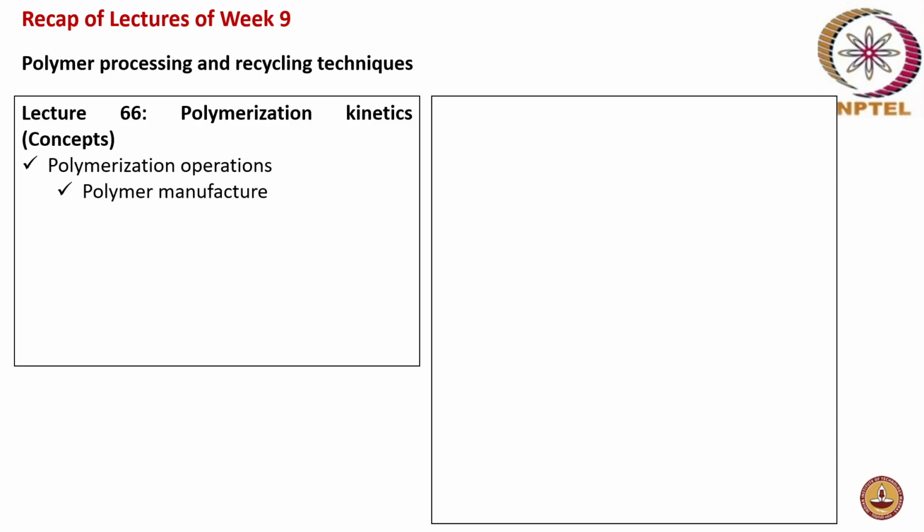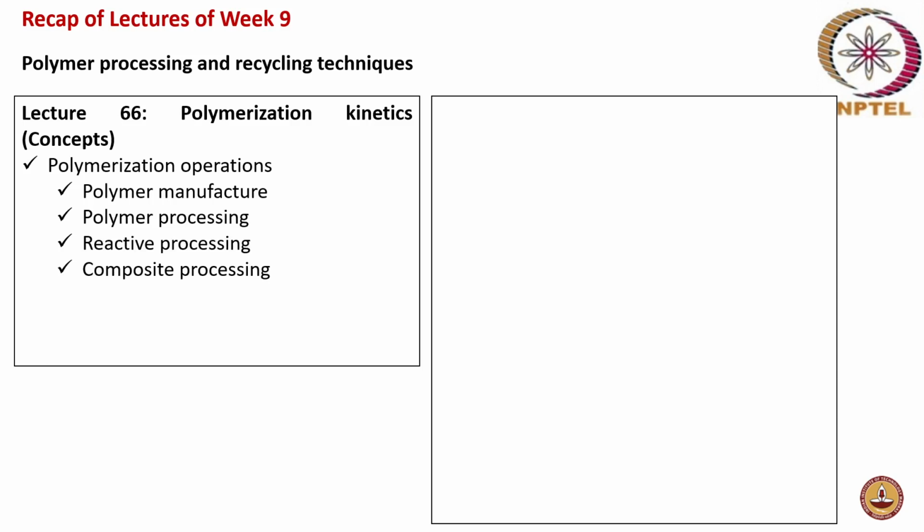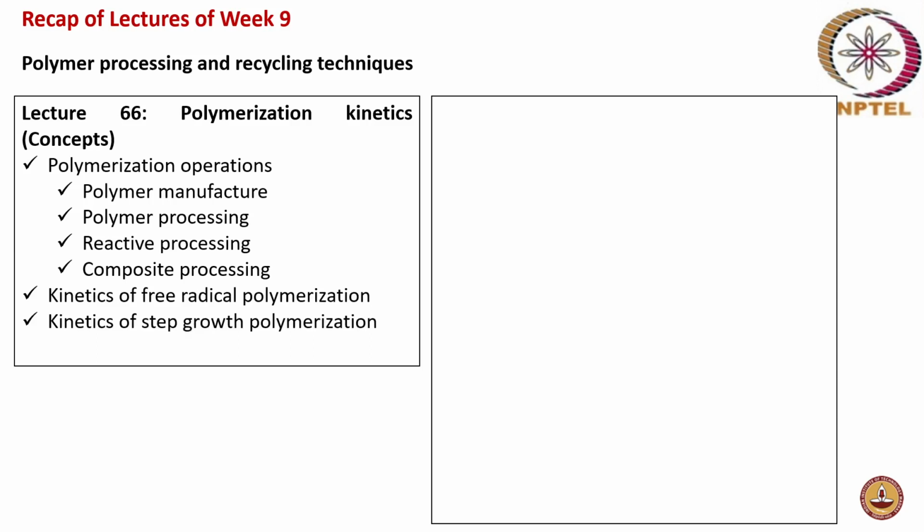So polymerization operations were discussed, and then polymer manufacture, polymer processing, reactive processing, and composite processing were all discussed, right? And then kinetics of free radical polymerization, and then step growth polymerization. Can you just name any one polymer that undergoes free radical polymerization? No, ma'am, I forgot it. You have forgotten. Okay, that's okay.